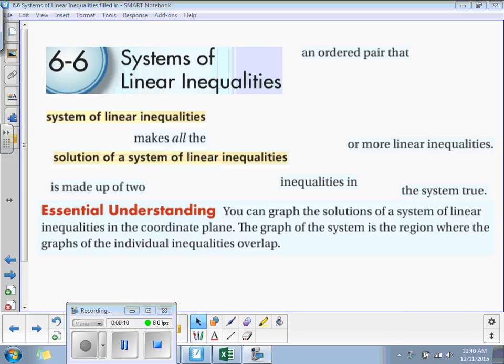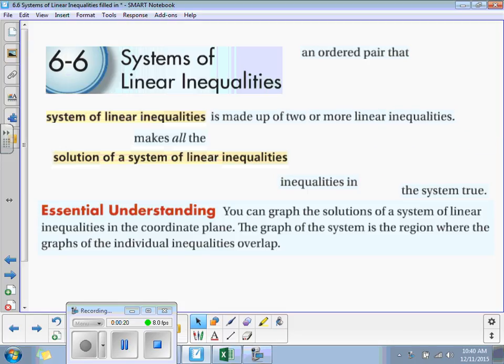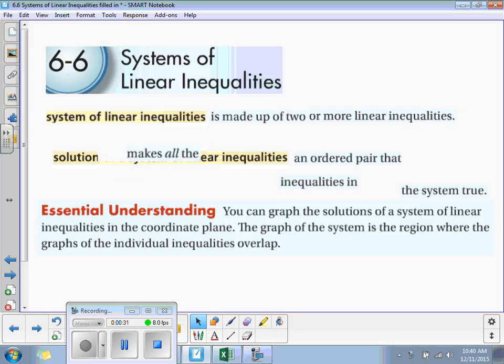So a system of linear inequalities is what? It's made up of two or more linear inequalities. Very good. And then a solution of a system of linear inequalities is an ordered pair that makes all the inequalities in the system true.